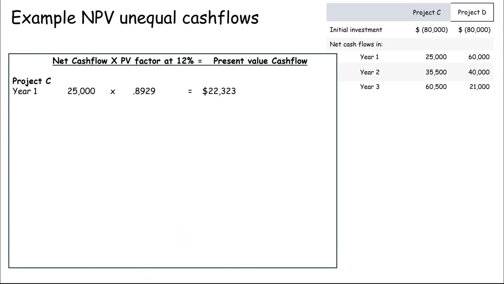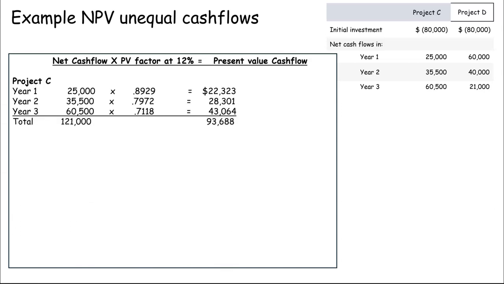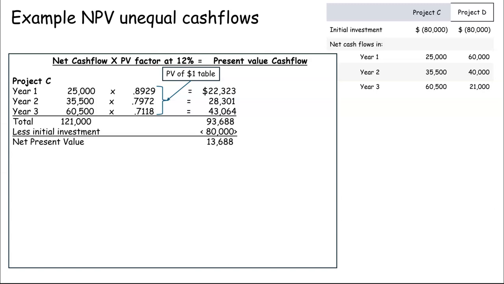So for project C, we're going to take the $25,000 times the present value factor that we get from the PV of a dollar table, since it's a single sum. Then we're going to take it for 2 periods at 12%, and then for 3 periods at 12%. And again, we get these from our present value of a dollar table. We're going to add those up. We're going to subtract our investment, and we have a net present value of $13,688, which is greater, which means our return on investment is greater than 12%.